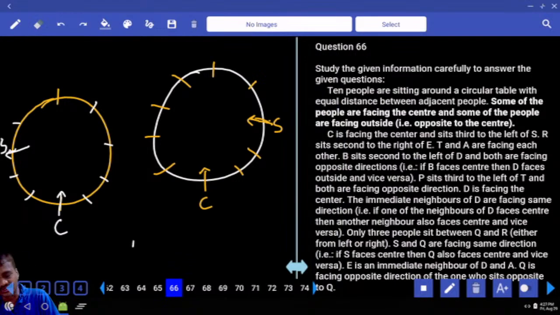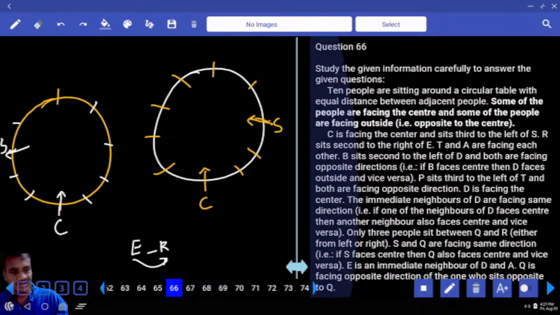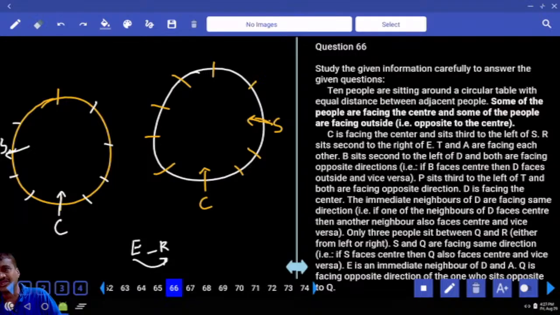And R sits second to the right of E. E is here. R is seated second to the right. T and E are facing each other. Very crucial information. T and E are facing each other means they are opposite to each other, facing towards the center. Both these 2 persons are facing towards the center. Clear? Then B sits second to the left of D.